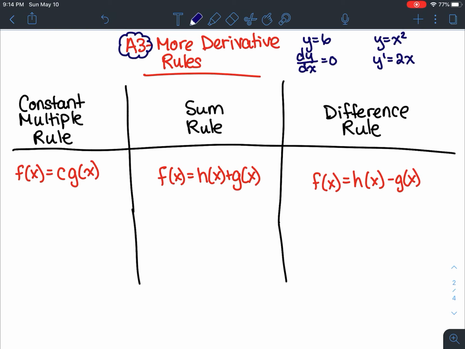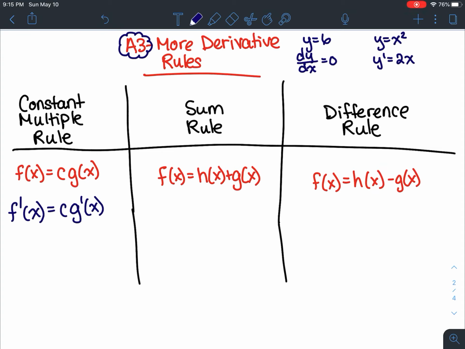Okay, these are just like super small rules that kind of combine the constant and power rule. I'm not going to prove them, so I'm just going to tell you what they are, and this will be the shortest video ever. So the constant multiple rule is just saying if you have a constant multiplied by a function, then the constant is just going to be multiplied by the derivative of that function. So for example, if we took the derivative of f of x equals c times g of x, the derivative of that would just be c times the derivative of g of x.